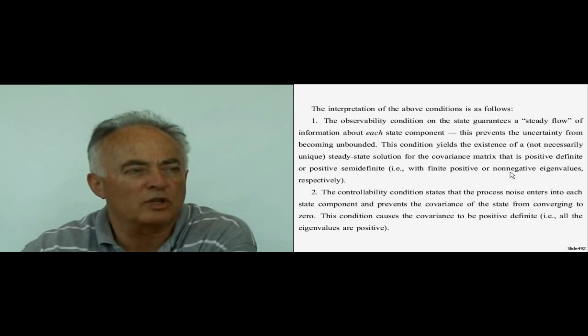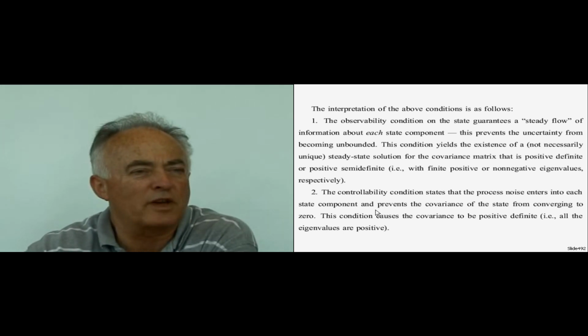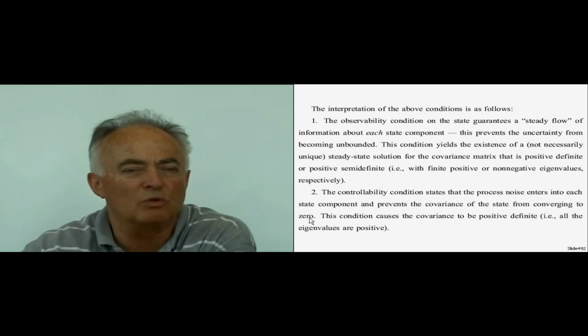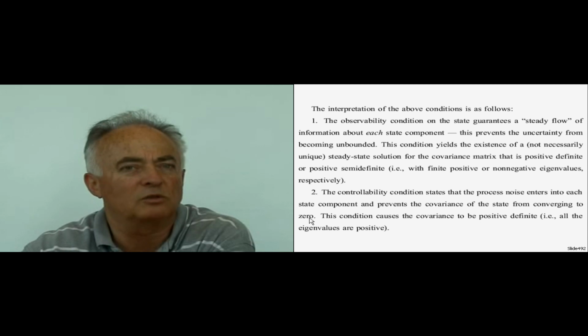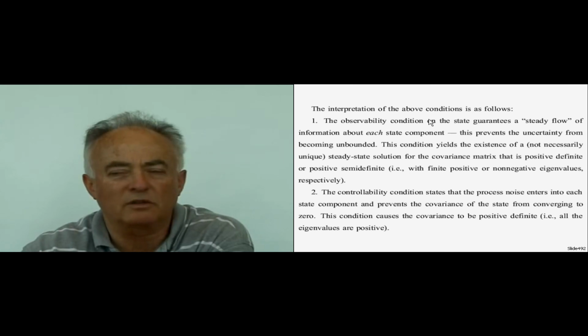Now the second condition, controllability, states that the process noise enters into each state component and prevents the covariance of any state component from converging to zero. For no state component can you have a zero eigenvalue now. So that is the root of the positive definiteness result. It's unique, and the eigenvalues are all greater than zero from condition 2 and finite, less than infinity, from condition 1. So this is the meaning of controllability. Noise enters into each state component.